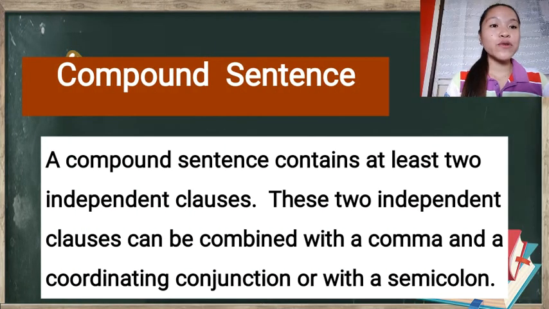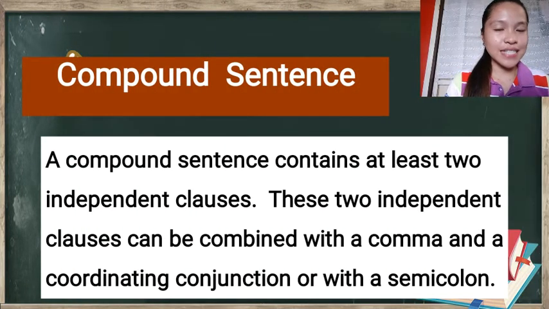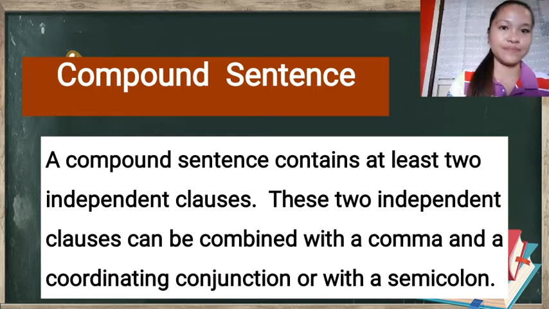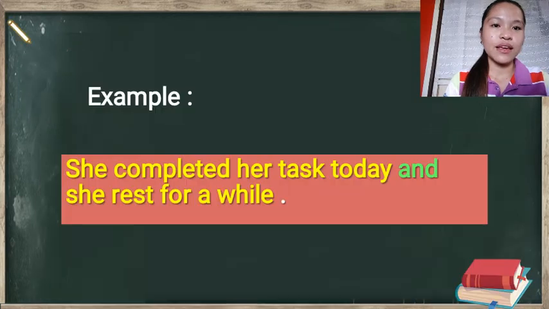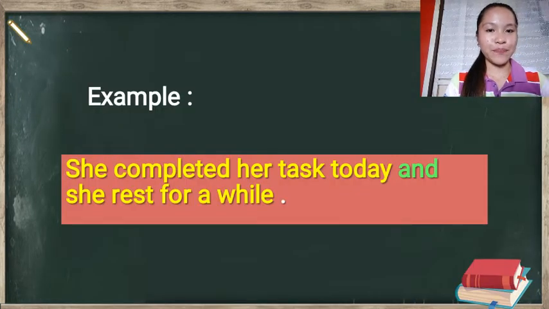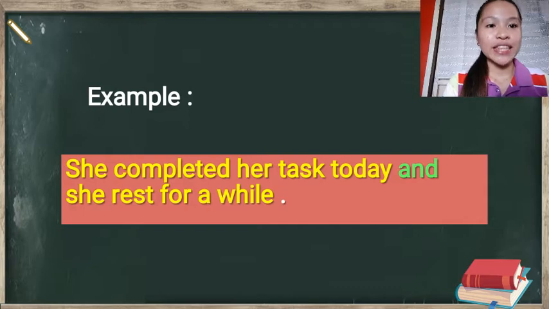So let's move on to a compound sentence. A compound sentence contains at least two independent clauses. These two independent clauses can be combined with a comma and a coordinating conjunction or with a semicolon. So let us look at the example. She completed her task today and she rested for a while.